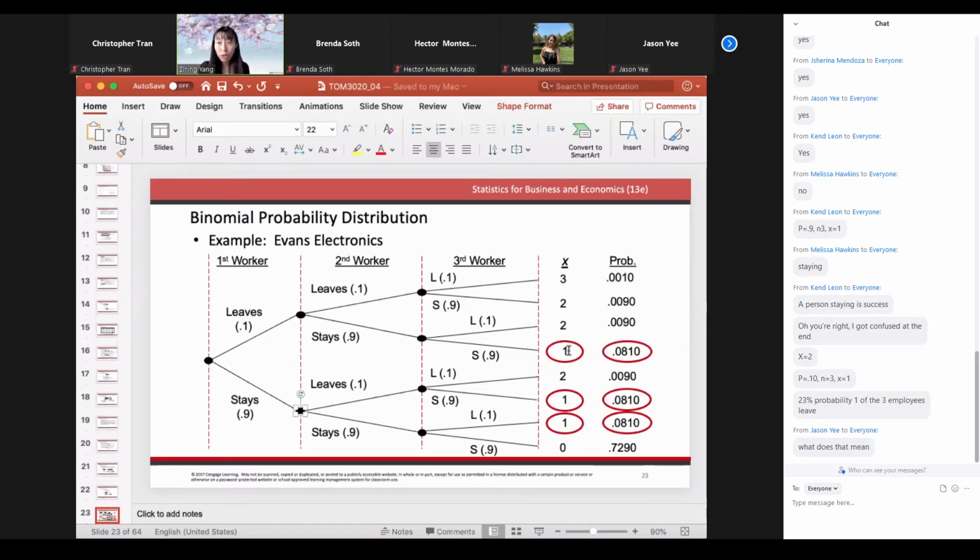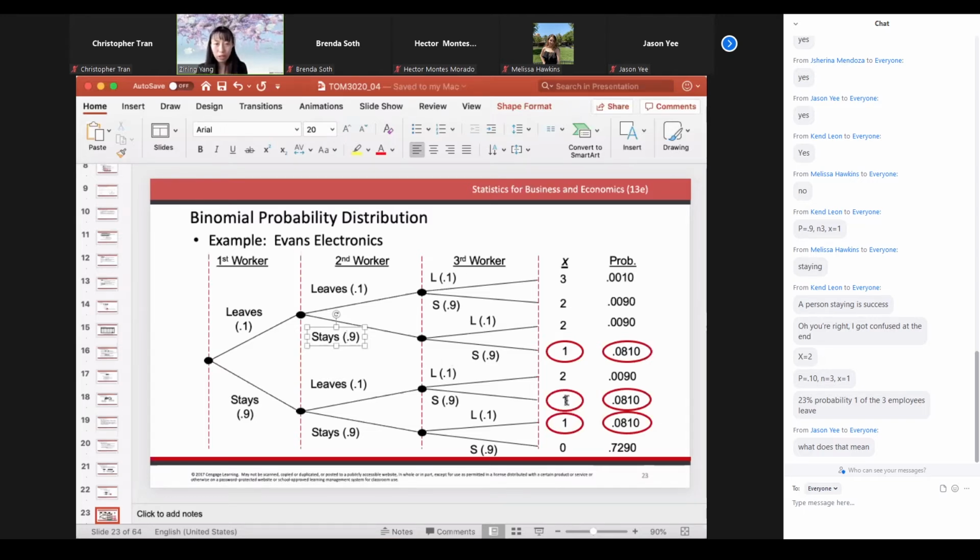What we are looking for is that out of the 3, 1 decides to leave, but the other 2 decide to stay. So there are 3 scenarios that satisfy this expectation. Scenario 1 is worker 1 chooses to leave, but worker 2 and worker 3 choose to stay. So if we bring in the probabilities 1 by 1, the multiplication gets us to 0.081.